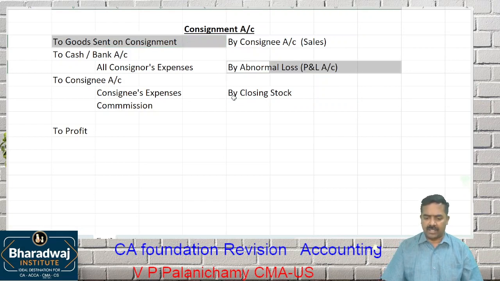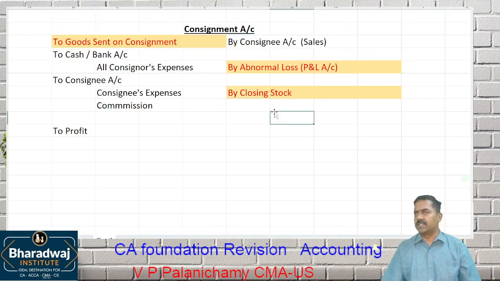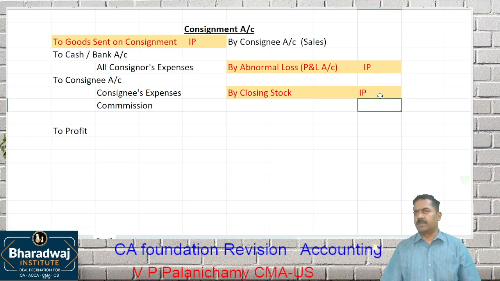Sir, what is invoice price? The consignee should not know the real profit margin. He will demand more commission. To avoid that, we send the goods at invoice price, selling price. Suppose goods are sent at invoice price, the abnormal loss will be at invoice price and closing stock will be at invoice price. If these three things are in invoice price, we have to remove the profit on the opposite side.